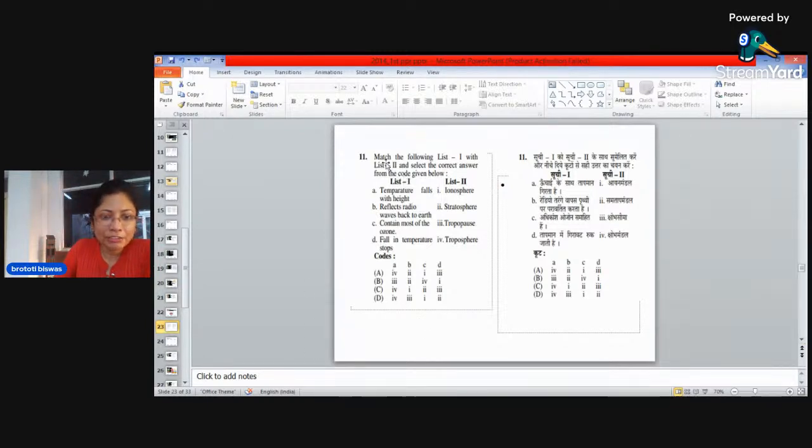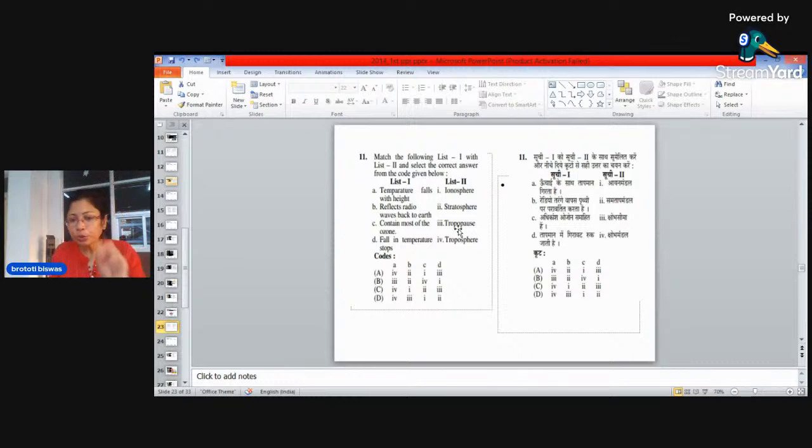So, as I have said, for question number 11 the answer will be C because, as I told, temperature falls with height in the troposphere, and reflection of the radio waves occurs because of the ions in the ionosphere, and ozone is generally found in the stratosphere, and the fall in temperature stops at the tropopause because after the tropopause the temperature actually rises with height.